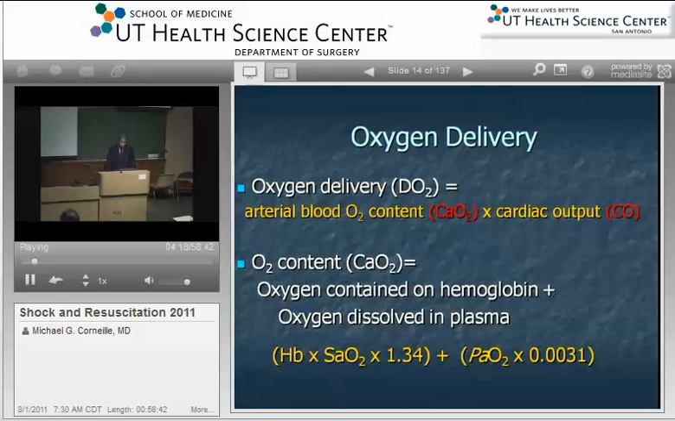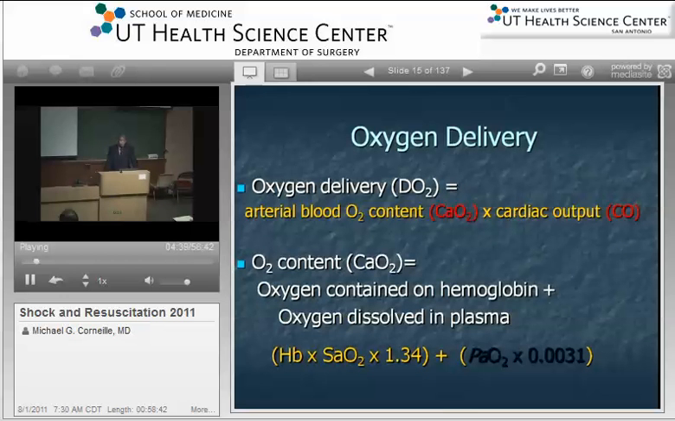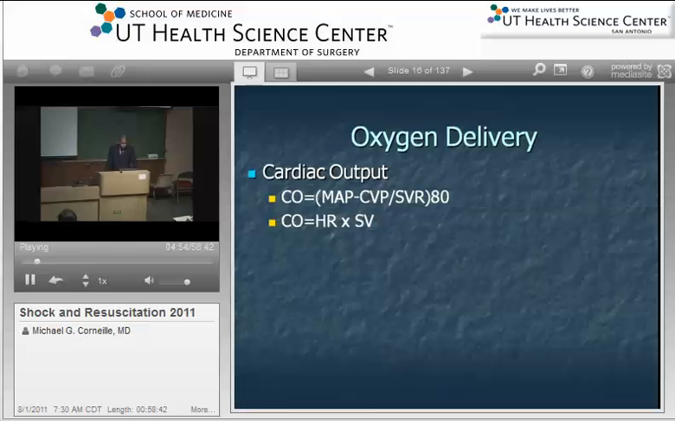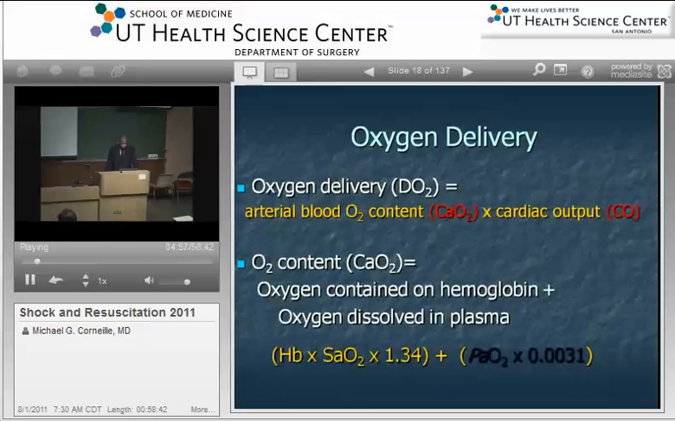Oxygen delivery is arterial oxygen content times cardiac output. Oxygen content can be described as the oxygen contained on hemoglobin, so the amount of oxygen bound to hemoglobin, plus the amount of oxygen dissolved in plasma. Because the partial pressure of oxygen, so the amount that's dissolved in the serum or in the plasma, is multiplied times 0.003, that essentially drops out, and that leaves you with the hemoglobin and the saturation. Since oxygen delivery is, again, content times cardiac output.